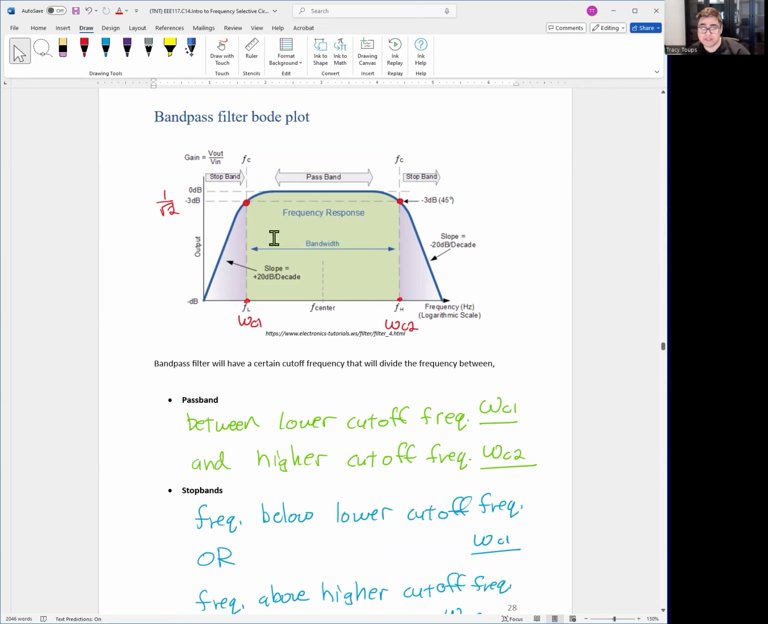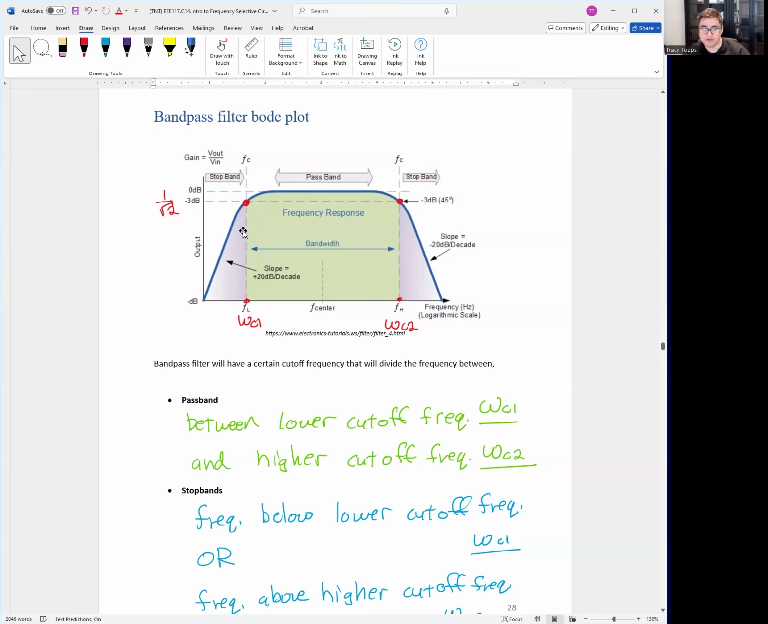Okay. So look at this Bode plot right here. You can see we have 2 points, WC1 and WC2. Okay. The passband region is in between them. So it's between the lower cutoff frequency WC1 and a higher cutoff frequency WC2. Notice that within the passband, the gain is 0 dB. So that's roughly, it just lets the voltage through, right? The gain of 1.